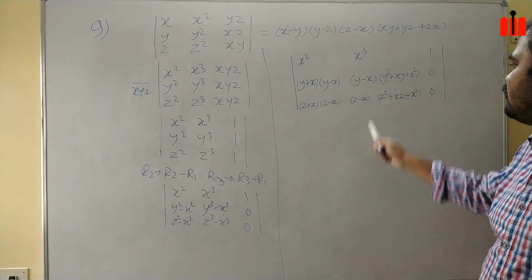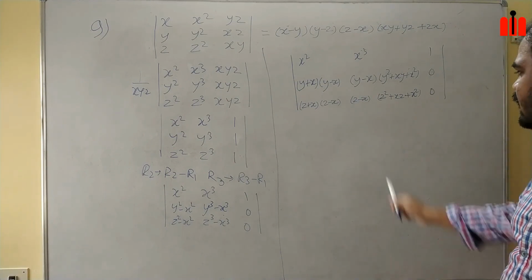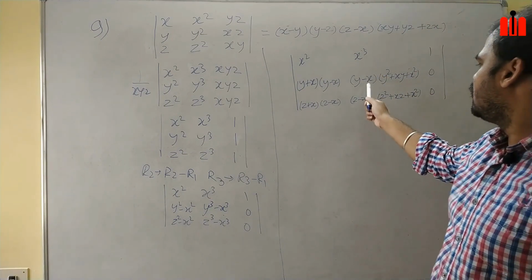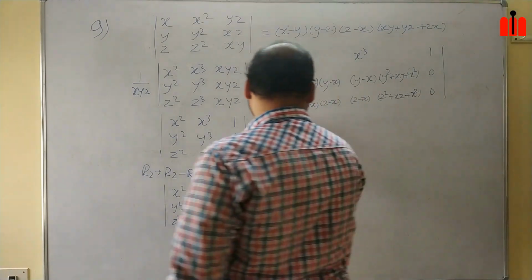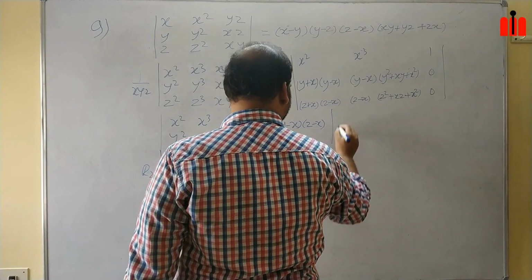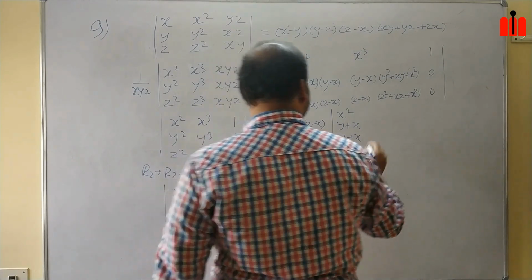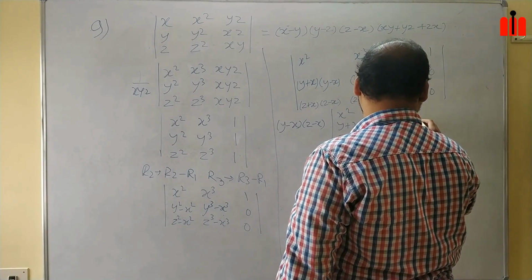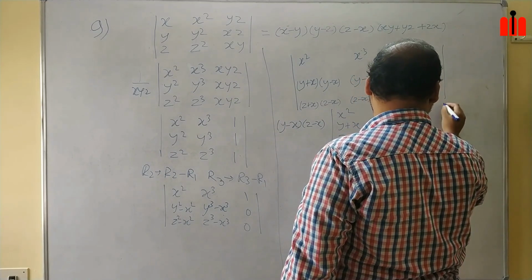So the same thing we have done. For this, a is y and b is x. Here a is z and b is x. So using that we had done that. We had expanded this. Now y minus x is common in R2 and z minus x is common in R3. So let's take that out. So it will become y minus x, z minus x. It will be x square, y plus x, z plus x, x cube, y square plus xy plus x square, z square plus xz plus x square, 1, 0, 0.